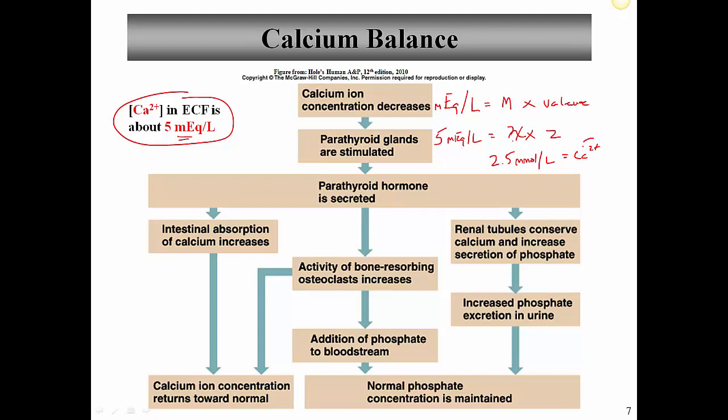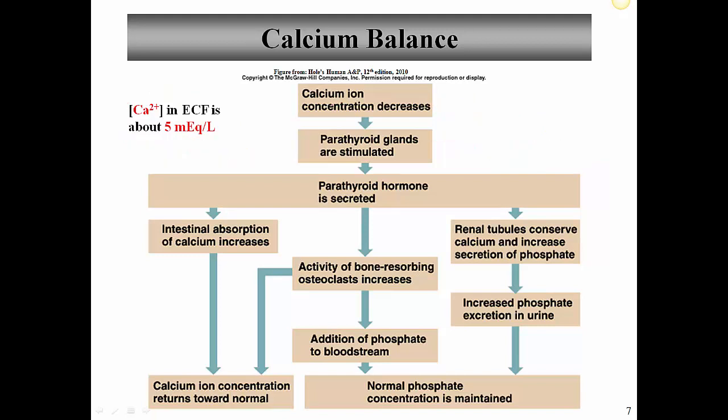The key here is to remember this. Calcium is a divalent ion. In other words, it has a +2 charge. So it only takes 1 mole of calcium to make 2 equivalents of calcium. And that's the reason why the normal concentration in the body is considered 5 milliequivalents per liter. The other way of saying this is 2.5 millimoles per liter of calcium.